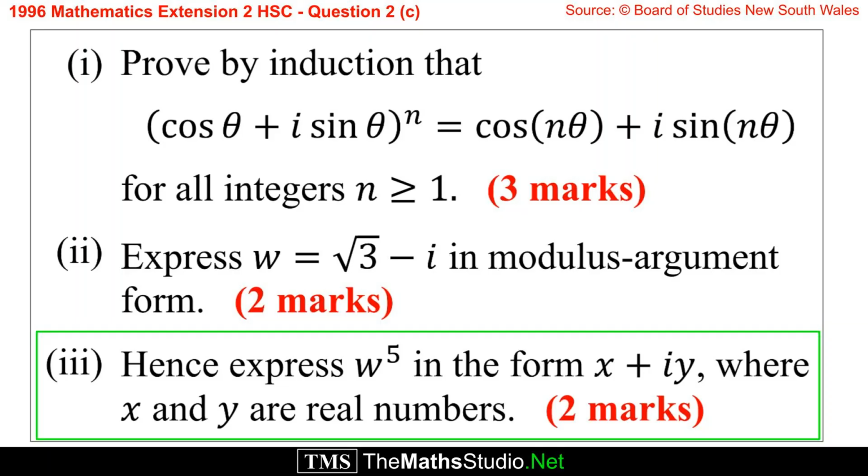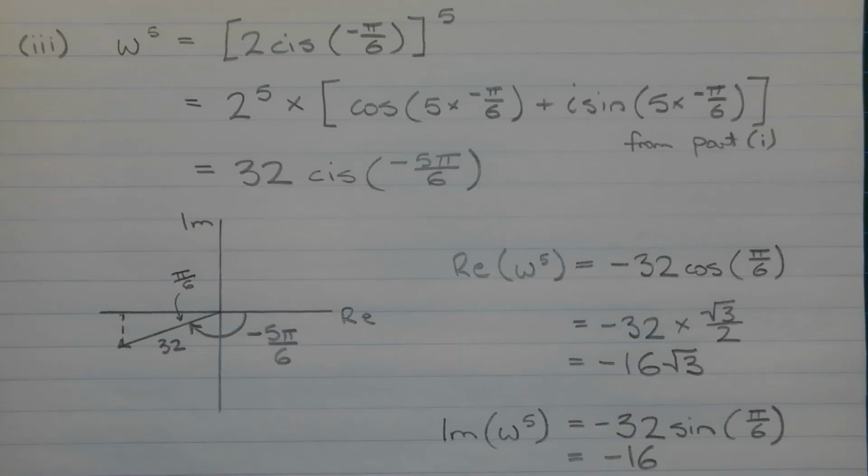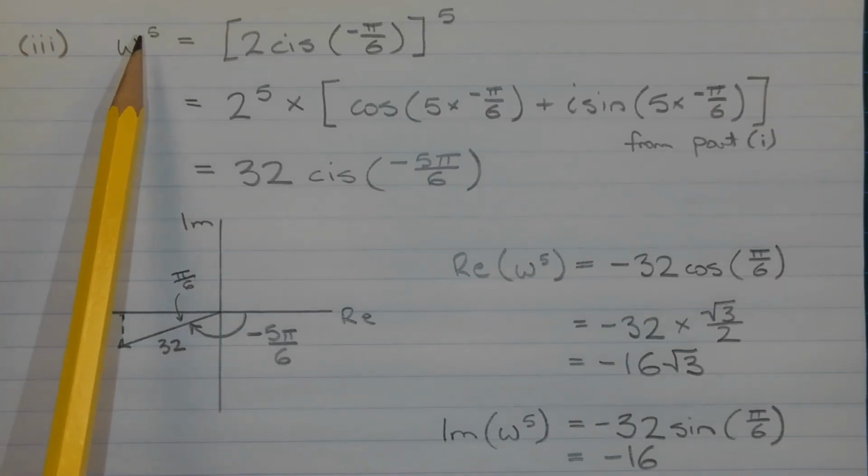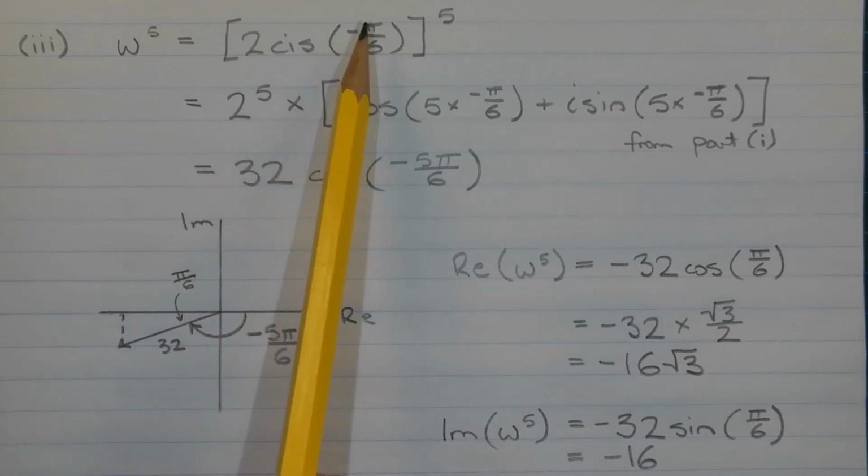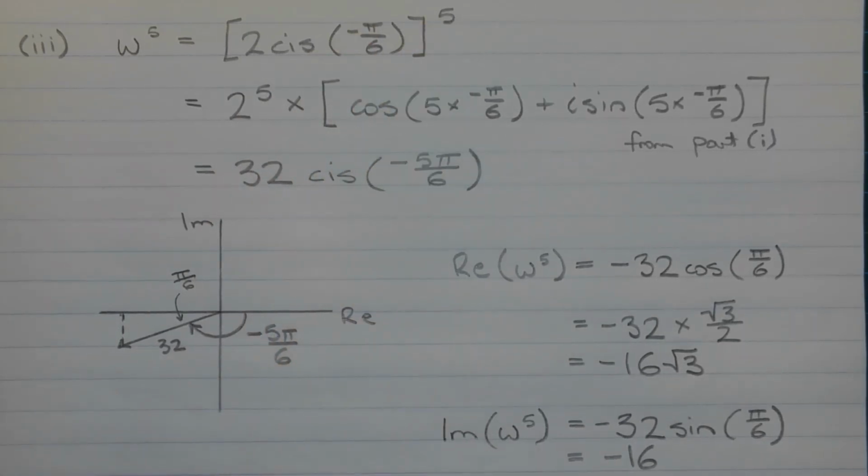Part 3. Hence express w to the power of 5 in the form x plus iy, where x and y are real numbers. w to the power of 5 is equal to (2 cis(−π/6))^5, and that's using the result from part 2.